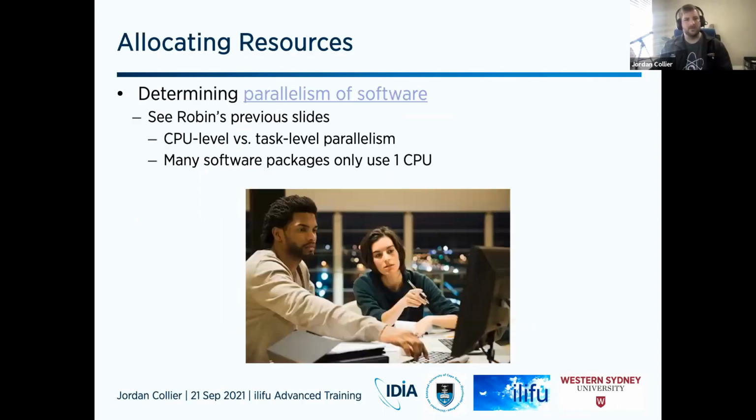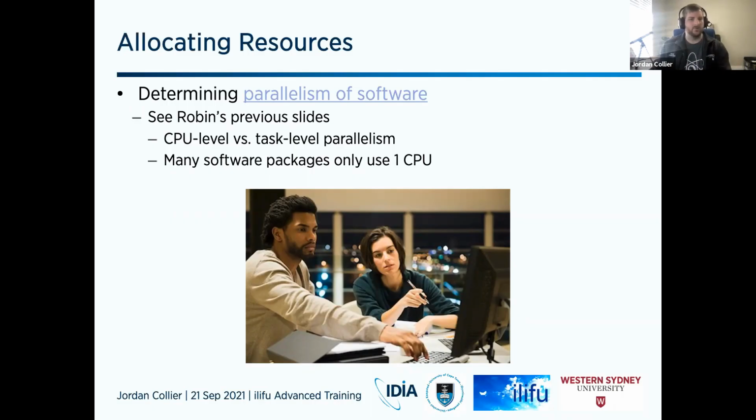So in terms of determining the parallelism of your software, Robin just talked about this, but just to reiterate a few points, it's important to know whether you can do CPU level parallelism limited to one node and generally implemented with OpenMP, or whether your program can do task level parallelism implemented with MPI and possible to run over multiple nodes. But it's important to remember many packages just use one CPU. And so if you were to allocate more than one, it's not actually able to make use of that.